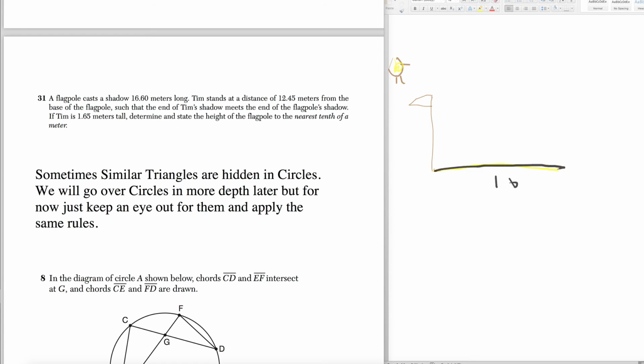Tim stands a distance of 12.45 from the base of the flagpole. So let's say you got this guy Timmy here. He's 12.45 away, and Tim's shadow meets the end of the flagpole shadow. So this is 12.45, and then this is 3.55, right? Because the total was 16.